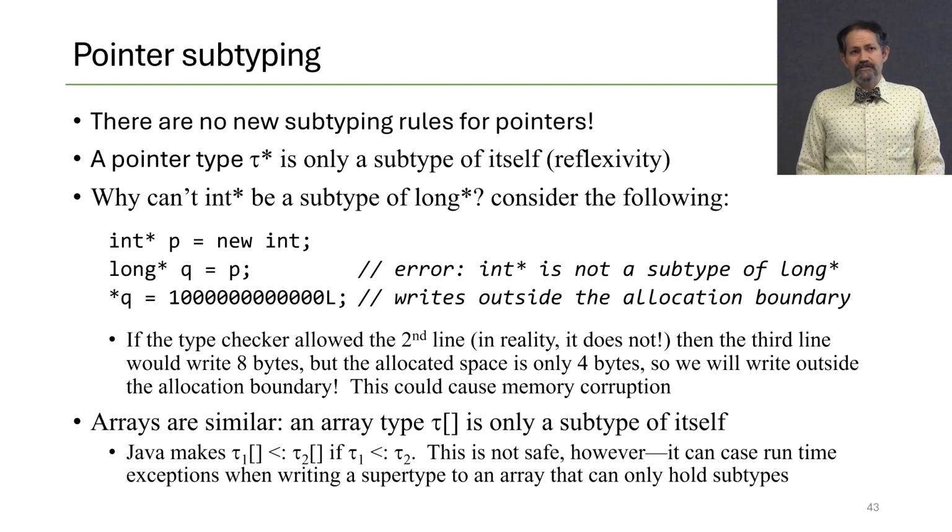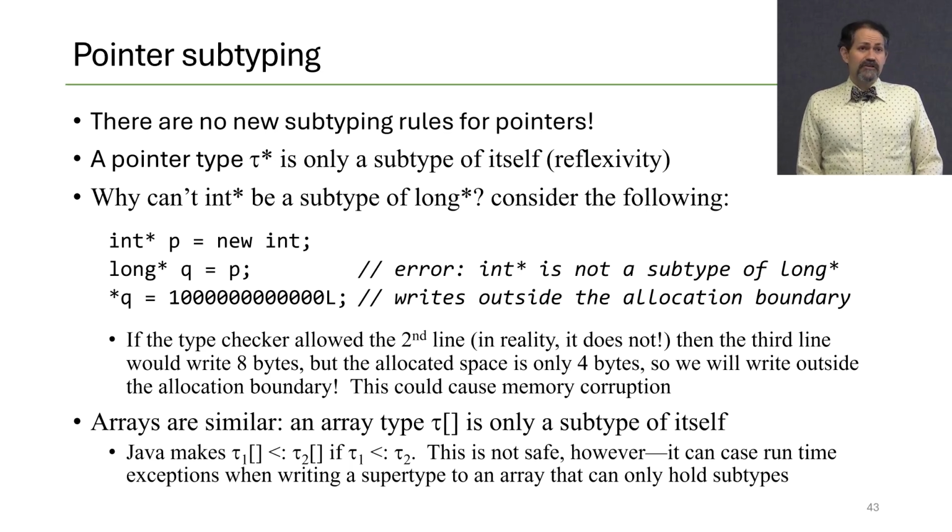But it's not safe because if we have an array of animals that's really an array of dogs, we can assign lions into the array of dogs, and maybe the lions eat the dogs. Okay, I'm getting a little too anthropomorphic here. But the idea is that it can cause runtime exceptions when we write a supertype into an array. Java actually does this check. It will produce these runtime exceptions. And it just means that it's not checking as much statically as it could.